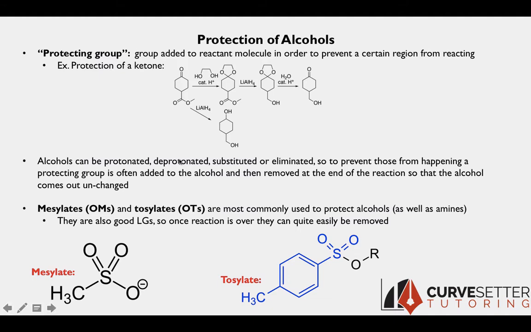So methylates are often abbreviated OM, M being the methyl group bound to the oxygen it's protecting, and then tosylates often abbreviated OT. So here you actually see if this was an alcohol, so this was OH, the H got removed, and then the tosyl group bound to that oxygen of the hydroxyl group, that's a tosylate.